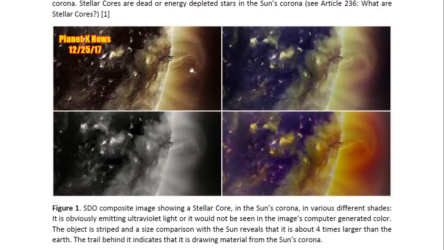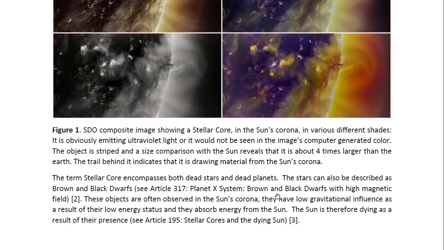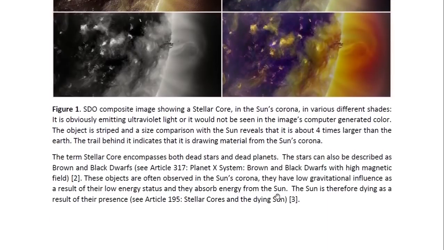And this object is striped. As you can see, the stripes are curved. They follow the contours of the object because it's a spherical object. Now, this is clearly an object moving in the sun's corona. This particular one was about 4 times larger than the Earth, but there are some that are much, much larger than this. Now, the term stellar core encompasses both dead stars and dead planets.